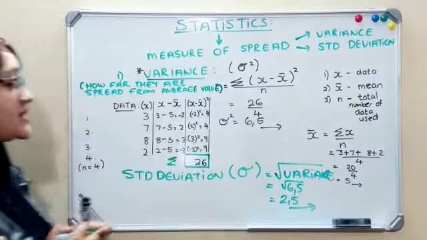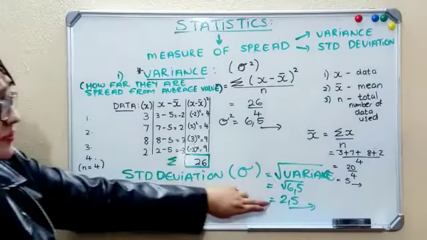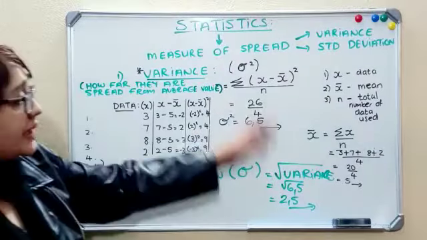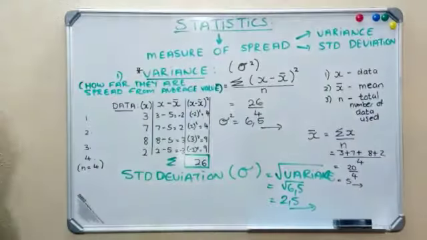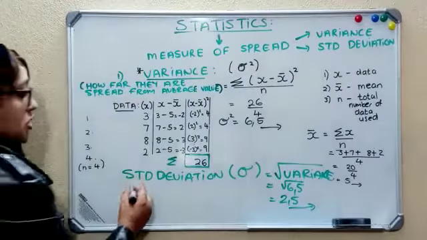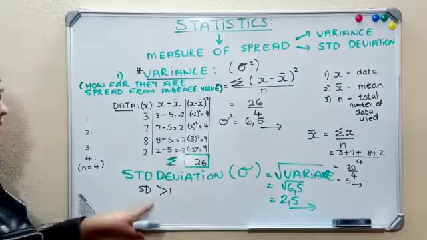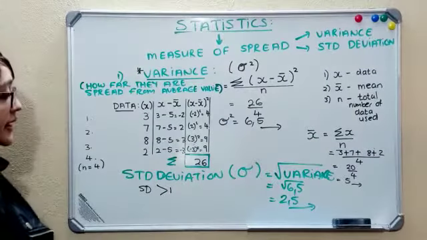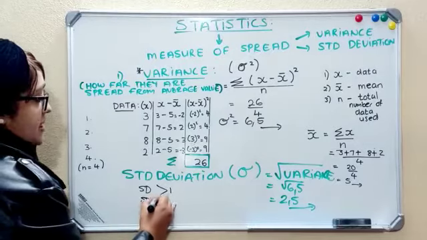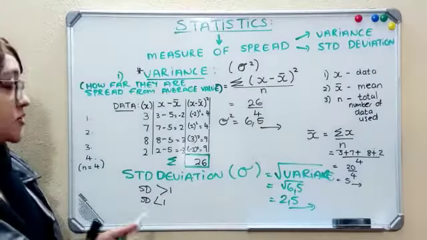So my standard deviation, which is how far spread the data is from the mean, is 2.5. Just another quick piece of information you need to know: if your standard deviation is greater than 1, then it's a good spread. But if your standard deviation is less than 1, then it's not a good performance or not a good spread. Thank you.